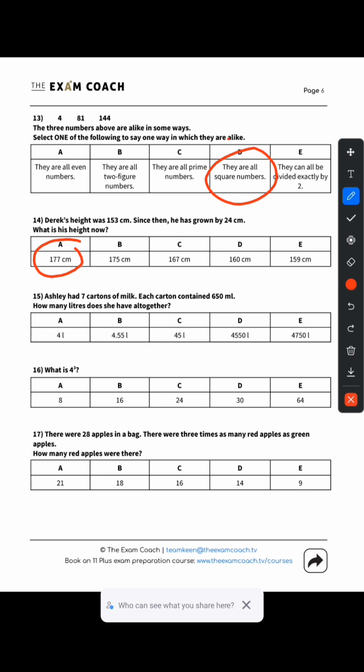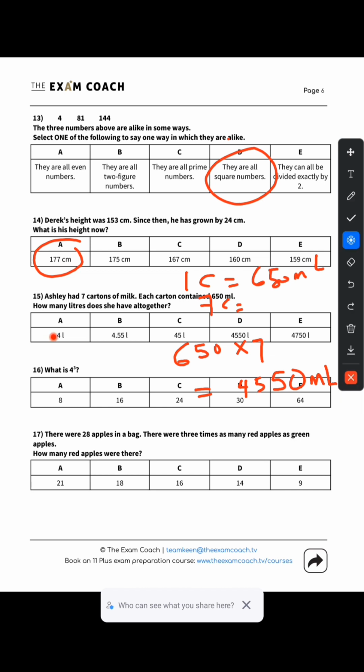How many liters does she have altogether? So if one carton contains 650 ml, 7 cartons will be 650 in 7 places. That will be 650 times 7. And when you multiply that, you get 4,550 ml, milliliter.